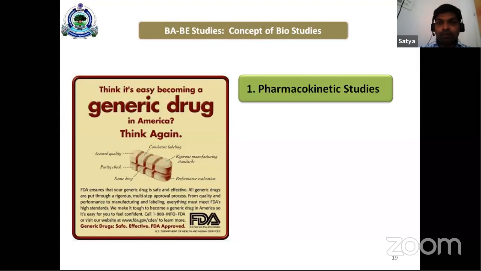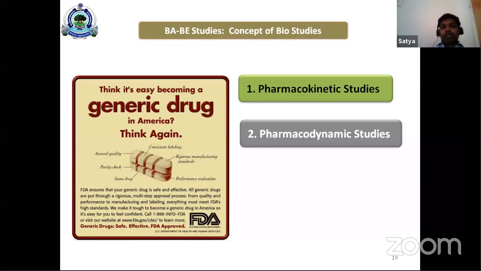Then second would be pharmacodynamic studies. Majorly when you cannot measure the pharmacokinetic aspects like drug in your plasma, then go for pharmacodynamics. For example, I have taken here glucocorticoids or any osteo-related drugs, pulmonary drugs, or any kind of heparin. You cannot measure the PK parameters, so go for the PD. Only a few drugs are examples here. And the third one would be clinical studies.